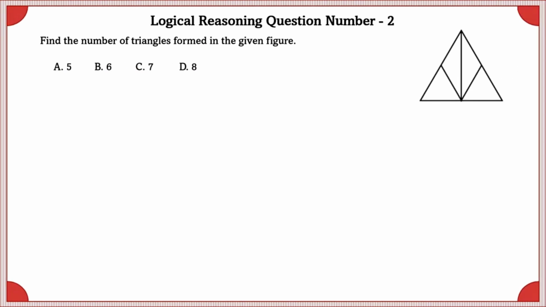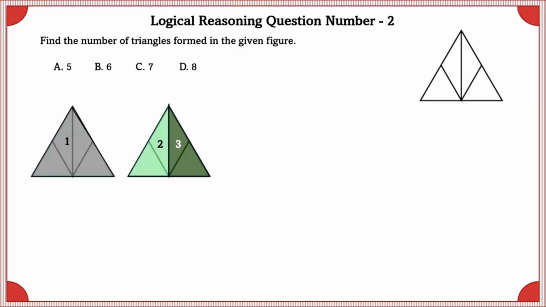Logical reasoning question number 2. Find the number of triangles formed in the given figure. There are 7 triangles formed in the given figure.